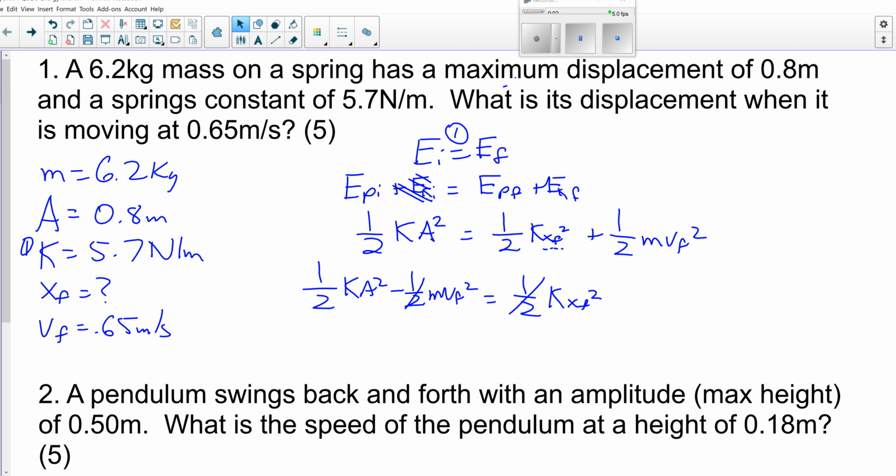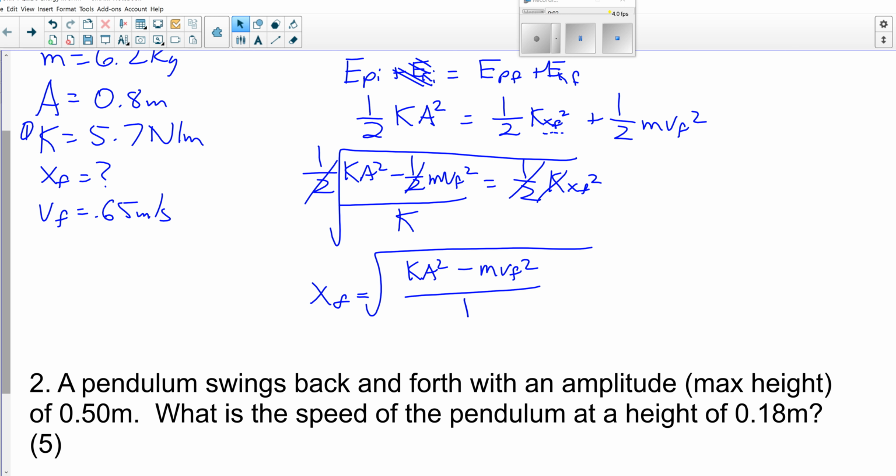Now I'm going to manipulate to find the thing I'm supposed to find, which is xf. First off, the 1/2 is in every term, so I'm getting rid of it, just like I did with mass in the first unit. If you didn't, it's fine, it'll still work out. Then I'm going to divide both sides by k, and then square root. If they have something along the lines of this, xf equals the square root of (Ka squared minus mvf squared) over k, that will be their third mark.